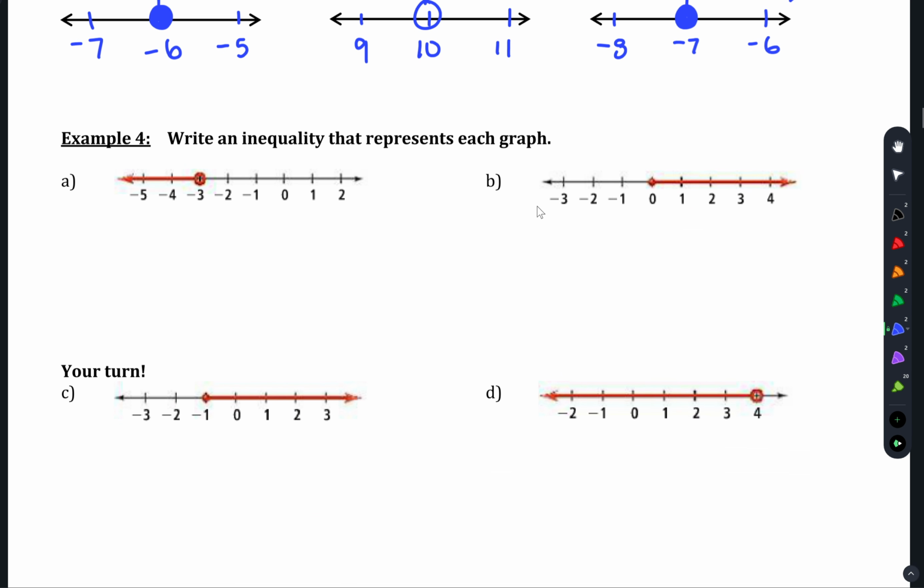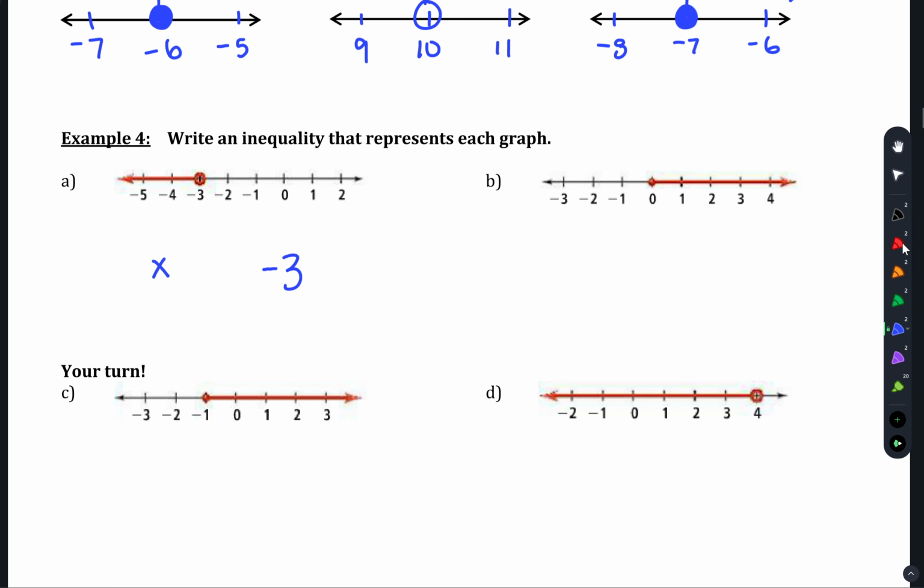Now we're going to go ahead and work backwards. I'm going to start with the graph, and I need to write the inequality for each one of these. First things first, I'm going to look at where the circle is on my graph. I'm going to use a variable. I just always pick the variable x. And then my circle for letter A looks like it lies on -3, so -3 is going to be on the other side of my inequality.